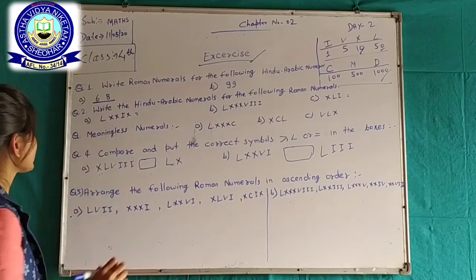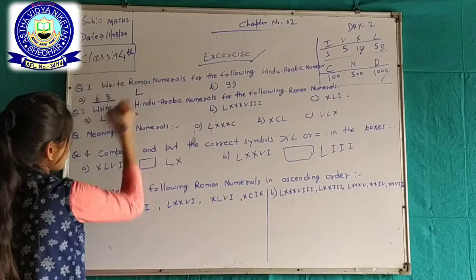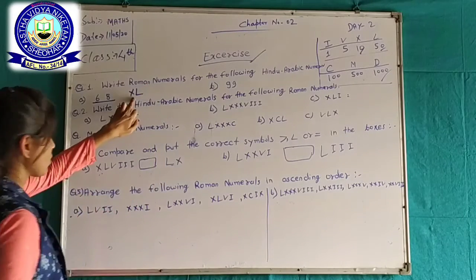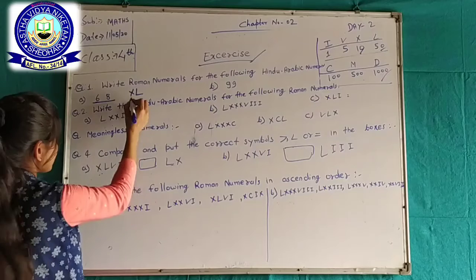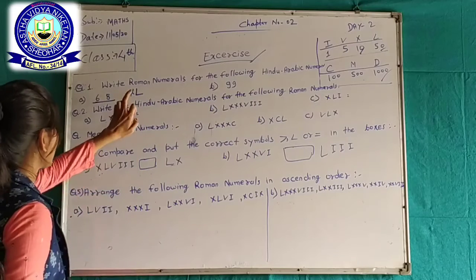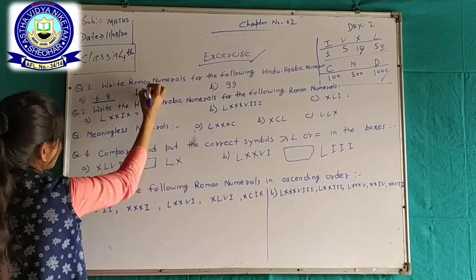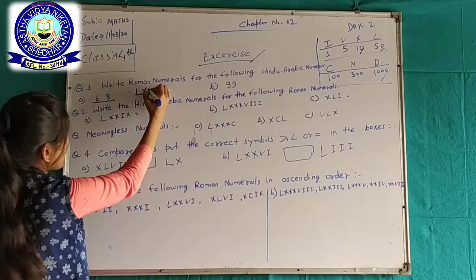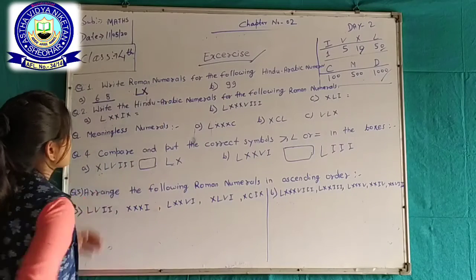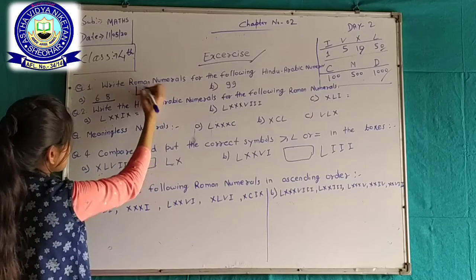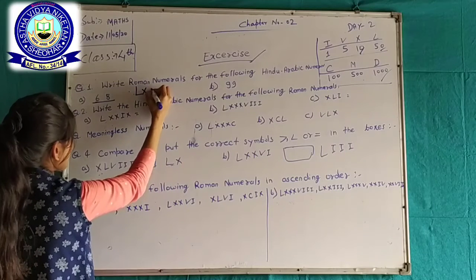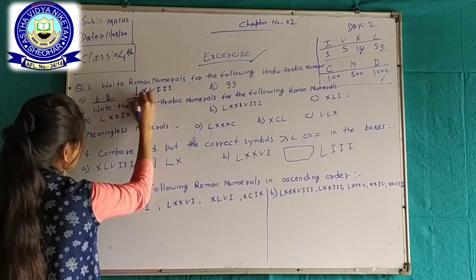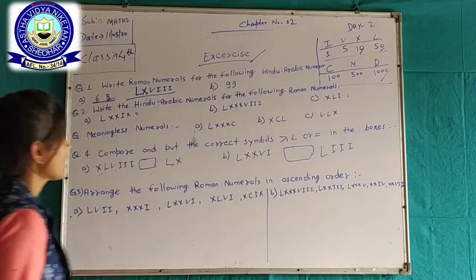How do we write 60? L means 50, and here is X. When a smaller number appears before a larger number, it will be subtracted. Sorry, for 68, X is here. 68 means 50 plus 10. When a letter appears after a larger number, it will be added: LX, and here is 8. It is our 68.